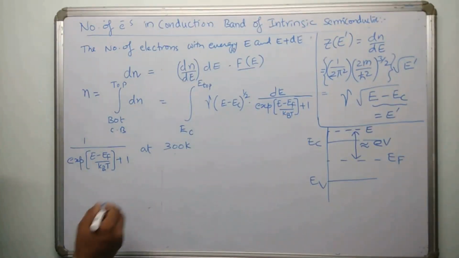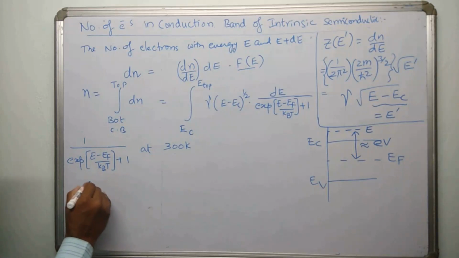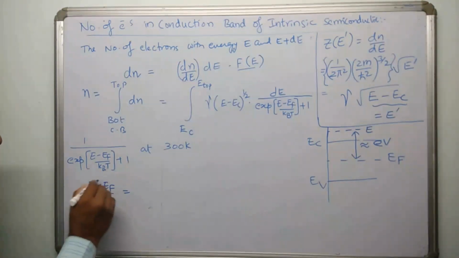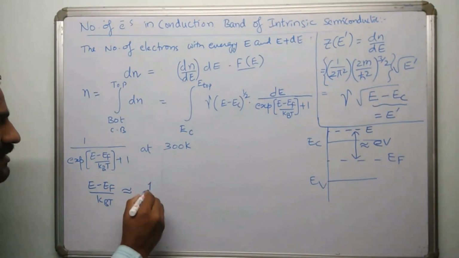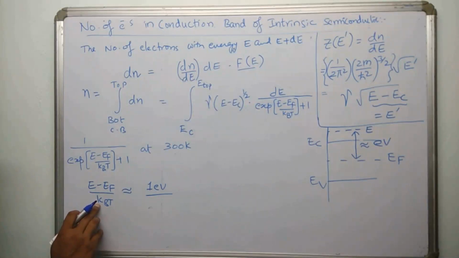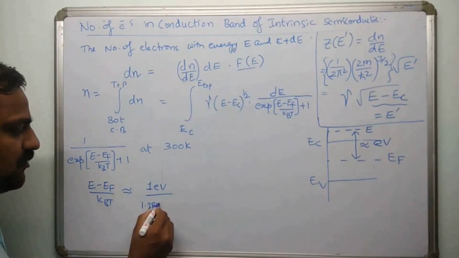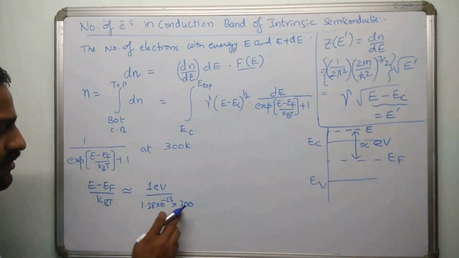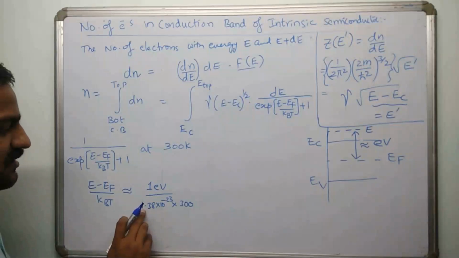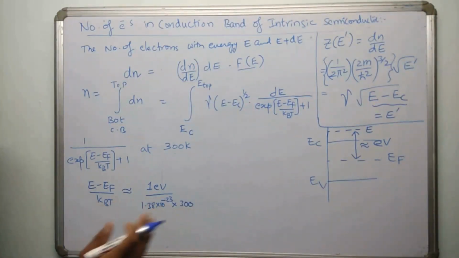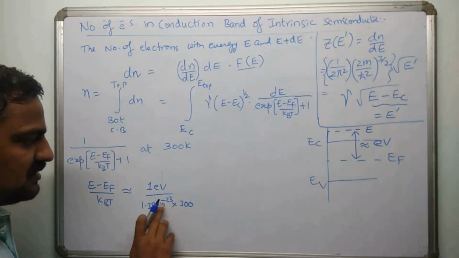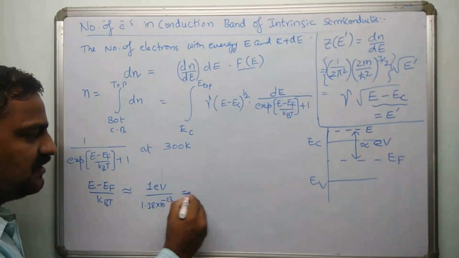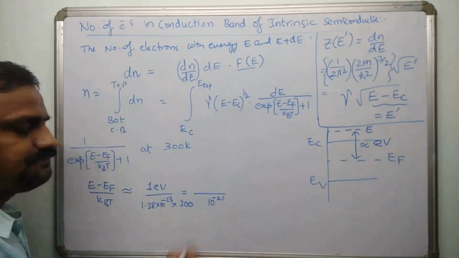So what we can clearly conclude is that at room temperature, if you calculate (E minus EF) by kBT, the numerator is of the order of 1 electron volt. And the denominator is 1.38 into 10 power minus 23, which is the Boltzmann constant, into the temperature of 300 Kelvin. So you can cancel the orders. 1 into 3 is some order one. So this is going to be 10 power 2, and this is 10 power minus 23. So the denominator is going to be 10 power minus 21, right?